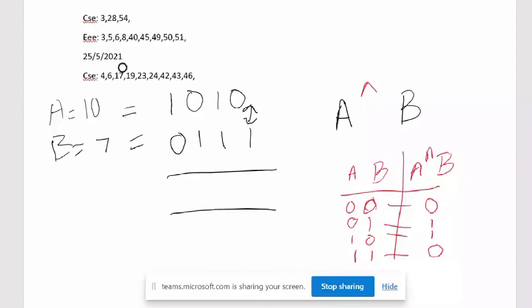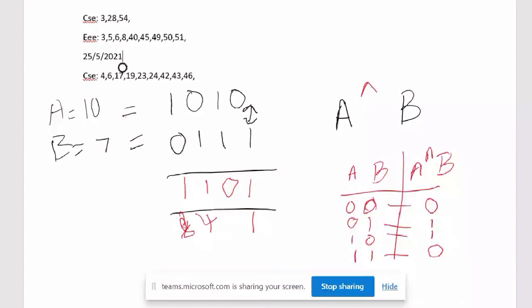Okay, so with this truth table, can you guess the answer for this? What do we get for 0 1? 1. For 1 1? Zero. For 0 1? 1. So we get 1 1 0 1. So this is 8, this is 4, and this is 1. You can add that, 8 plus 4 plus 1, right? 13. So the answer is 13.